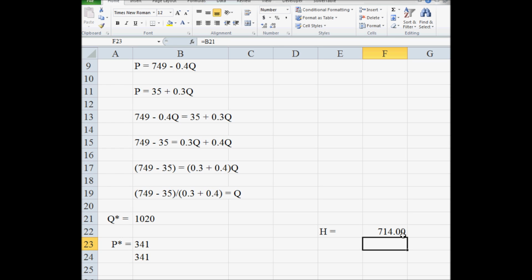So the height of the triangle is 714. The width of the triangle is the quantity that we computed. The producer surplus is the height of the triangle times the width of the triangle times 0.5. So producer surplus is 364,140.